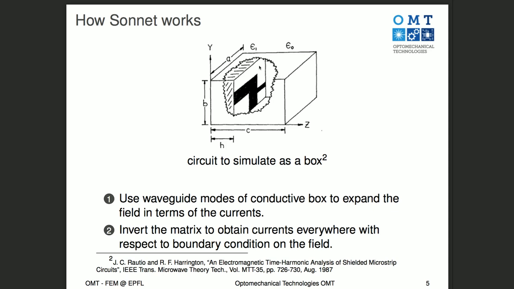So what is going to be the approximation is we have this complicated circuit. And to simplify the problem, we'll break it down in small squares where current can only flow one way or the other.